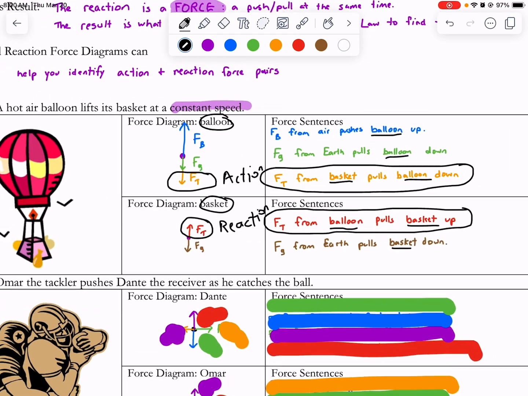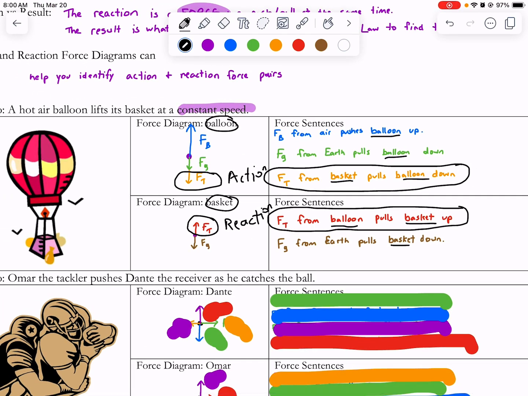Okay, so that's our first example. We're able to find the action and reaction because they have that format where we've switched the objects. Basket pulls balloon, balloon pulls basket, and then they've got the opposite direction, down and up. Okay.